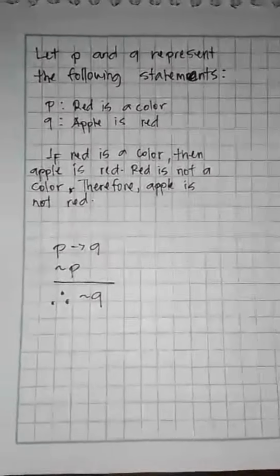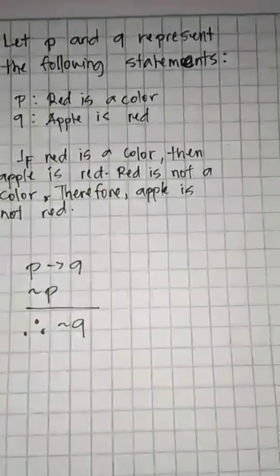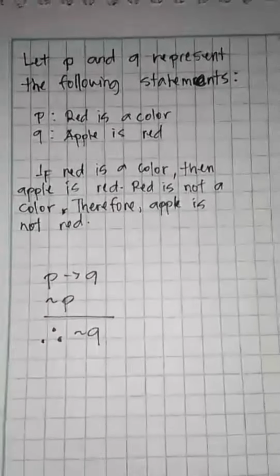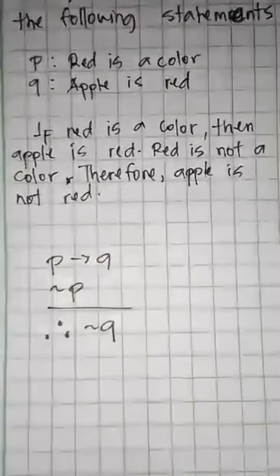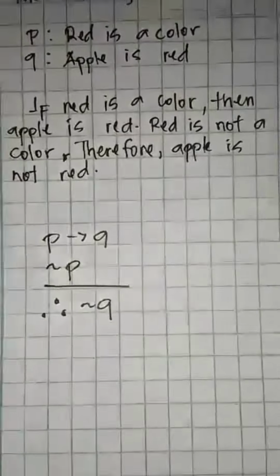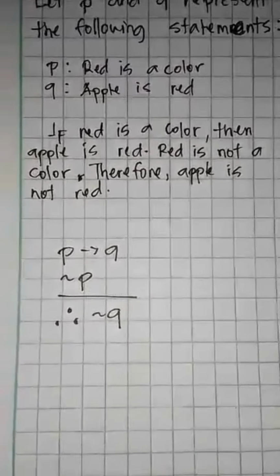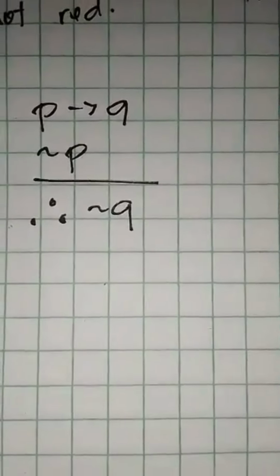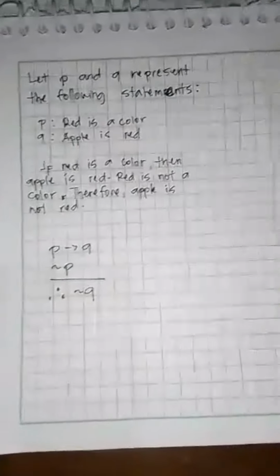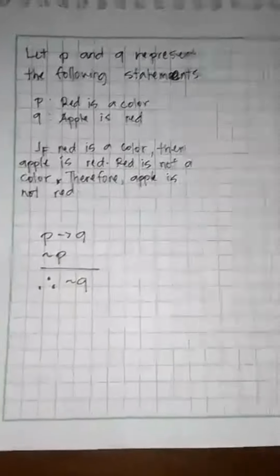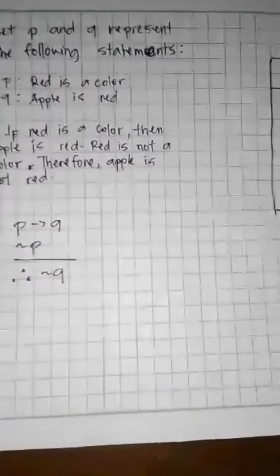Let P and Q represent the following statements. P, red is a color. Q, apple is red. And for my argument statement, if red is a color, then apple is red. Red is not a color, therefore apple is not red. This is for my symbolic form. Now, let's go to the truth table so we can determine if my argument is invalid or valid.